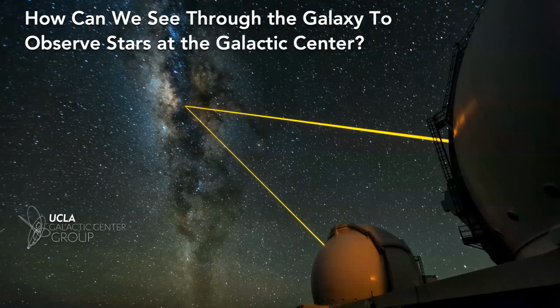So, how are we able to see through all the extinction in the galaxy in order to observe stars at the galactic center? By using infrared light.